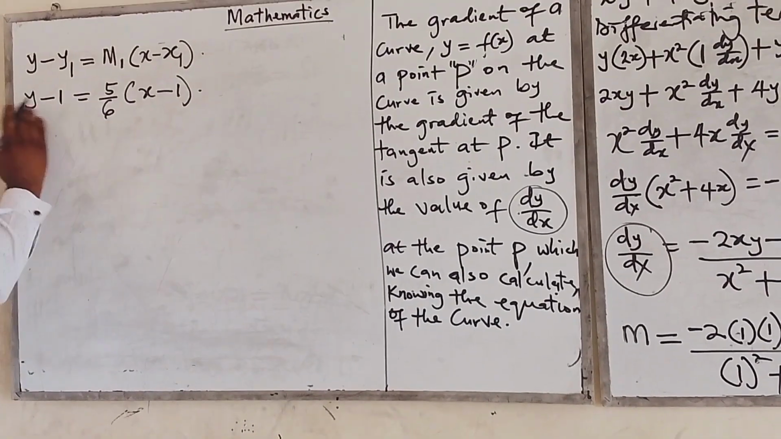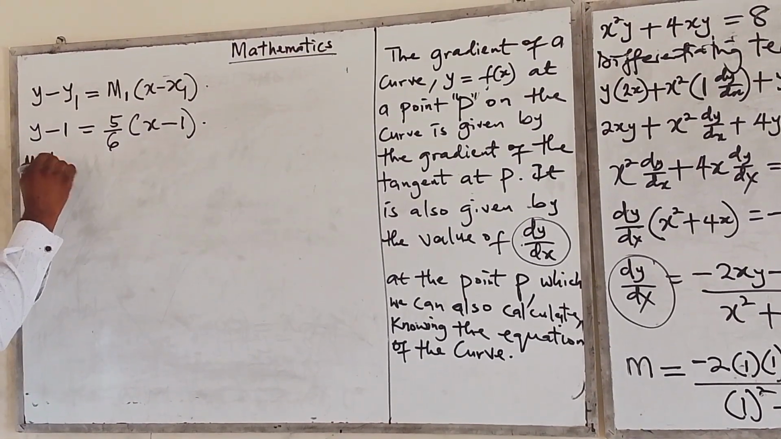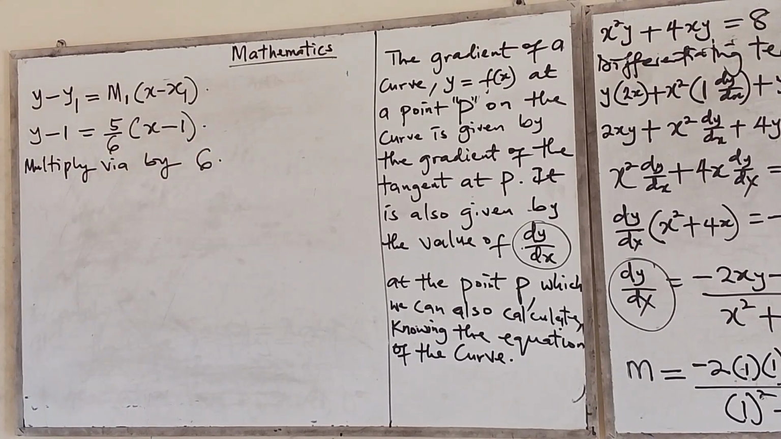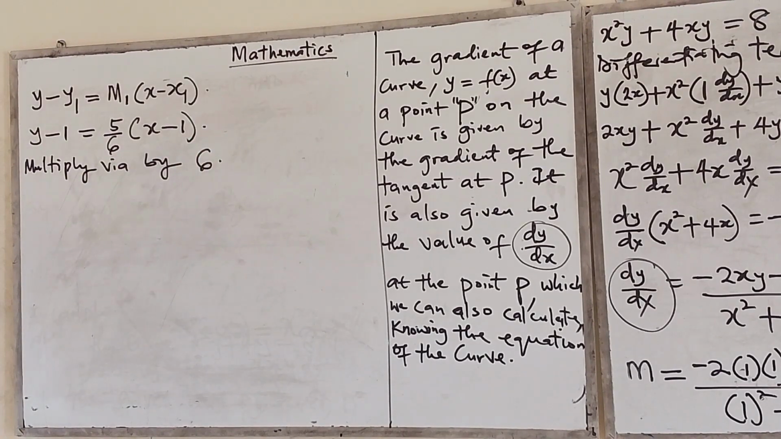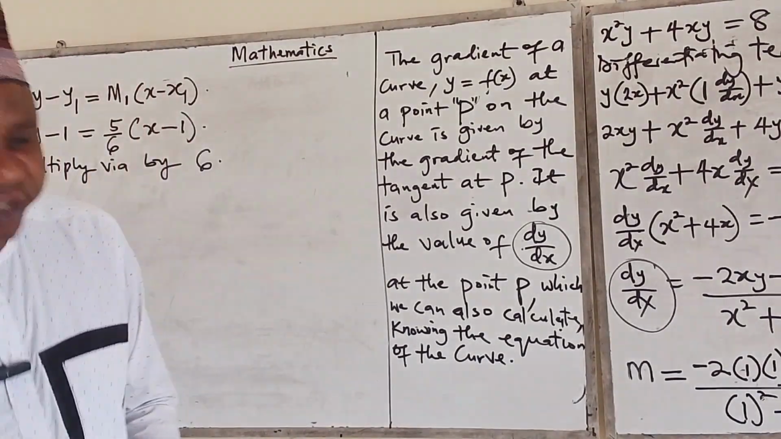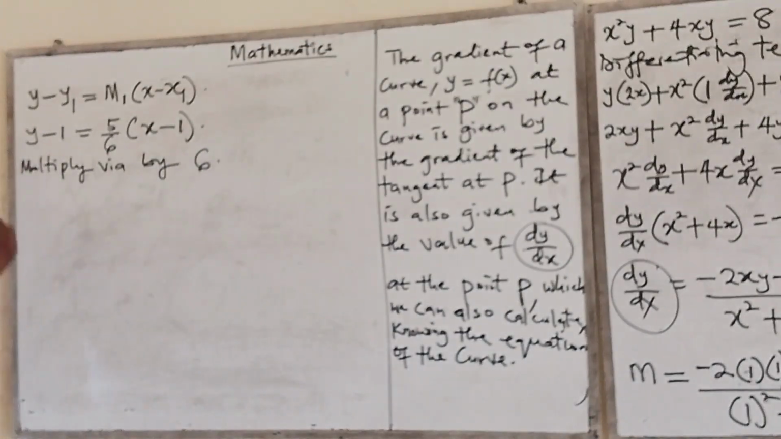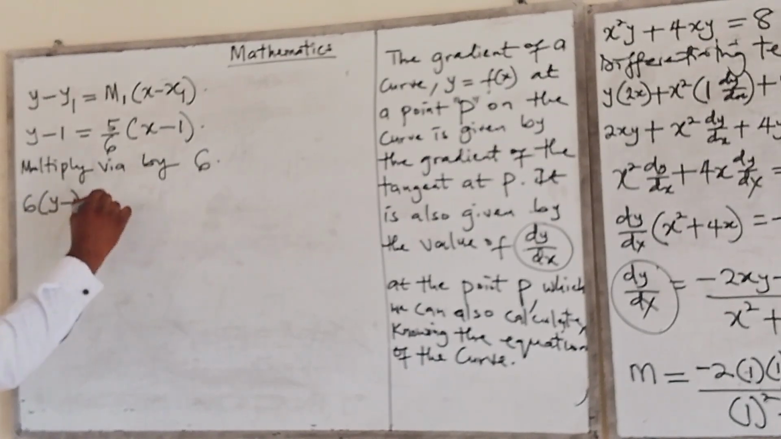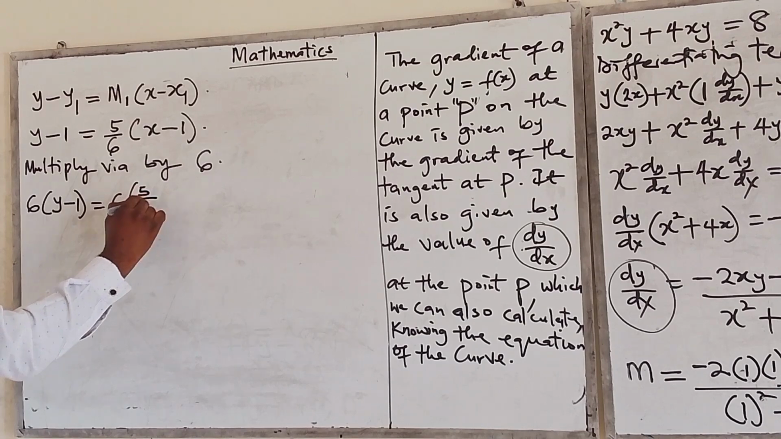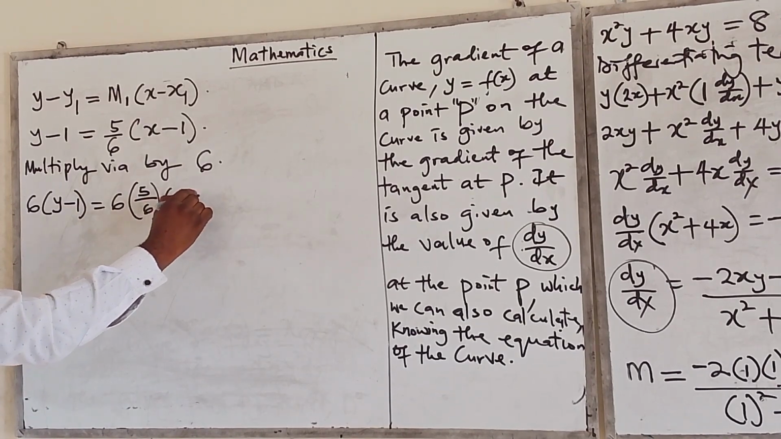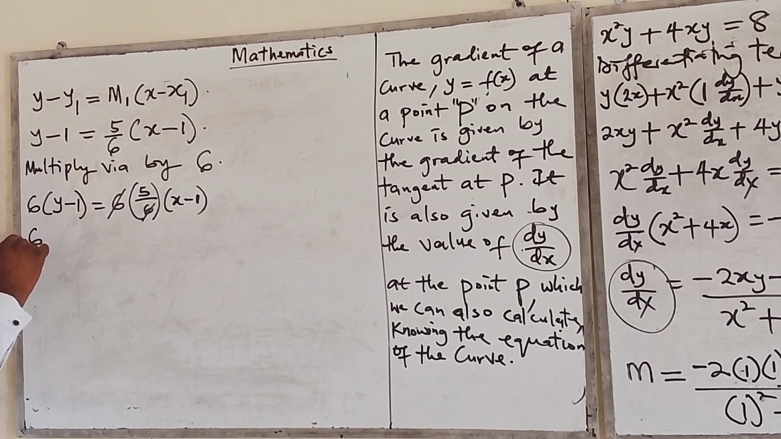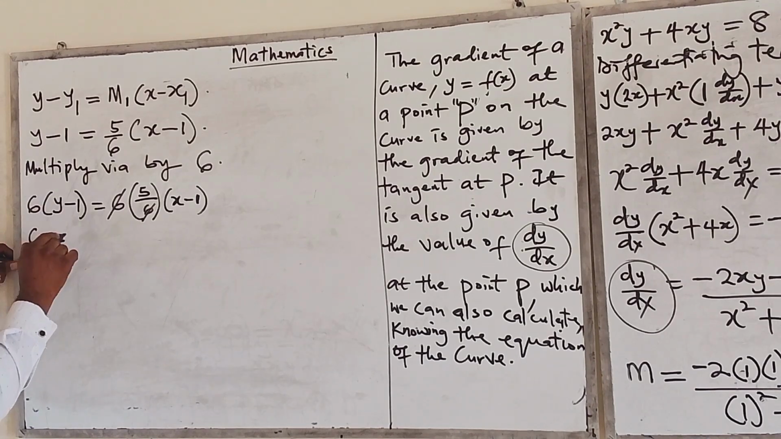Now at this point, to remove the fraction, we multiply through by 6. So multiplying through by 6 implies multiplying both the left hand side and right hand side by 6. For the left hand side, we have 6 in bracket y minus 1, and for the right hand side, we have 6 in bracket 5 all over 6, then x minus 1. This 6 will go with this 6. It means here we have 6y minus 6, 6 times y is 6y and 6 times 1 is 6.